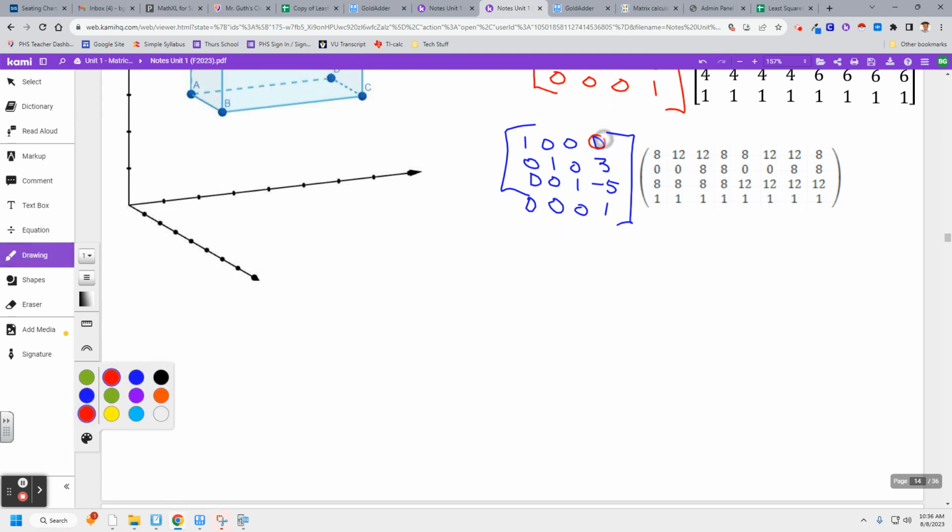So we're not changing the x at all, so we will end up with 8, 12, 12, 8, 8, 12, 12, 8. But we are going to add 3 onto every y coordinate. So just add 3 to all the y's. You're going to have 3, 3, 11, 11, 3, 3, 11, 11. We're going to subtract 5 from all of the z coordinates. 8 minus 5, 8 minus 5, 12 minus 5.